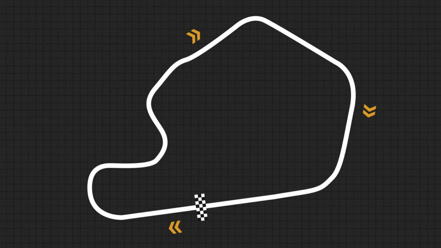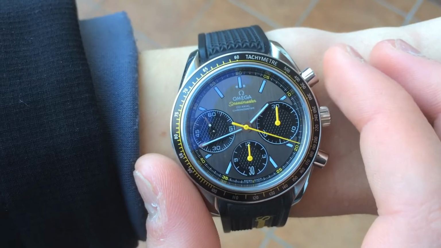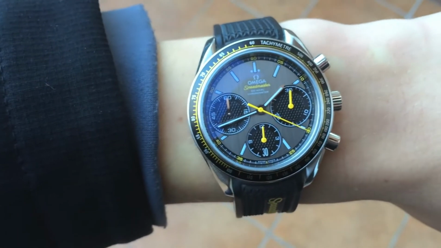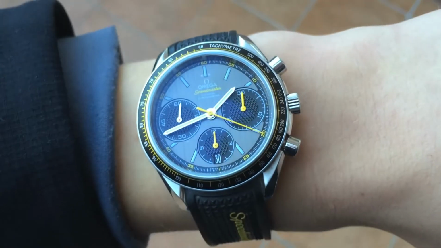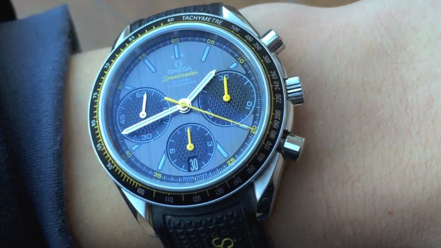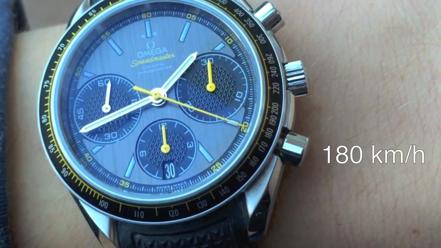Moving on to some examples. Let's say you are watching a racing event and you want to determine the speed of a car. In the race magazine, you read that the distance between curve A and curve B is exactly 1 kilometer. Using your chronograph, you notice it takes the race car 20 seconds to cover this distance. The tachymeter scale reads 180. This means that the average speed of the car was 180 kilometers per hour.